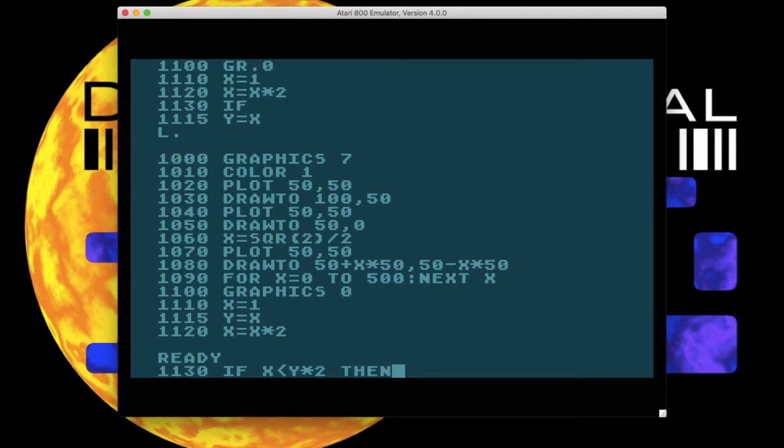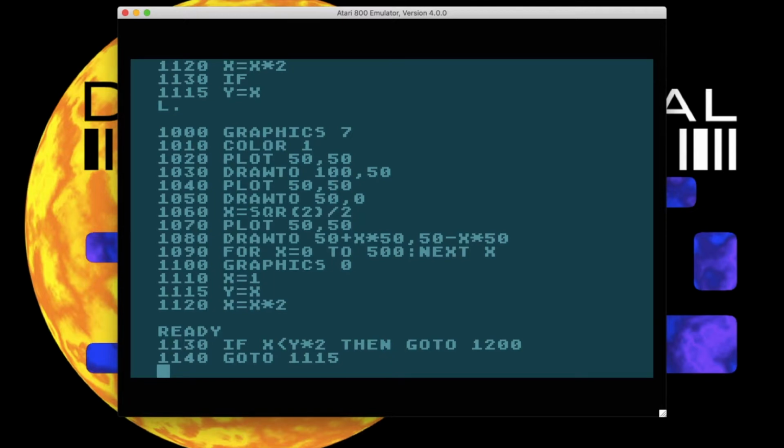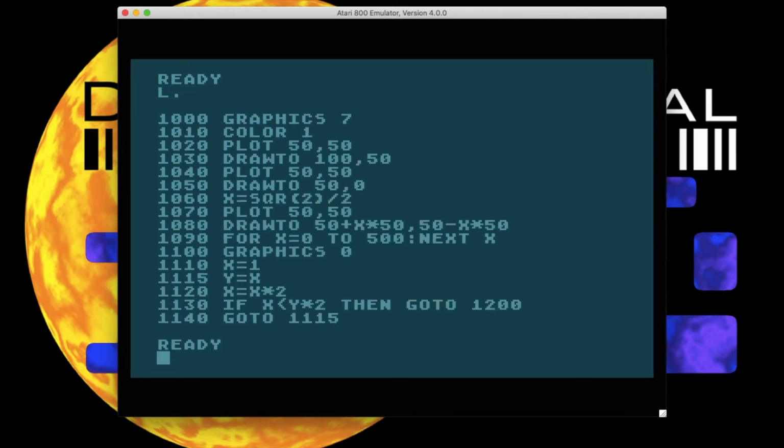So then go to 1200. Otherwise, we're going to go back to our y equals x. 4115. We need to print. Control 5. So we need to print the results at 1200.